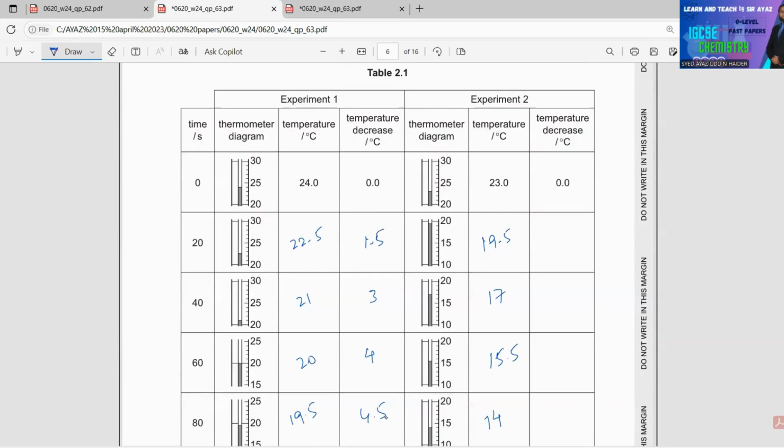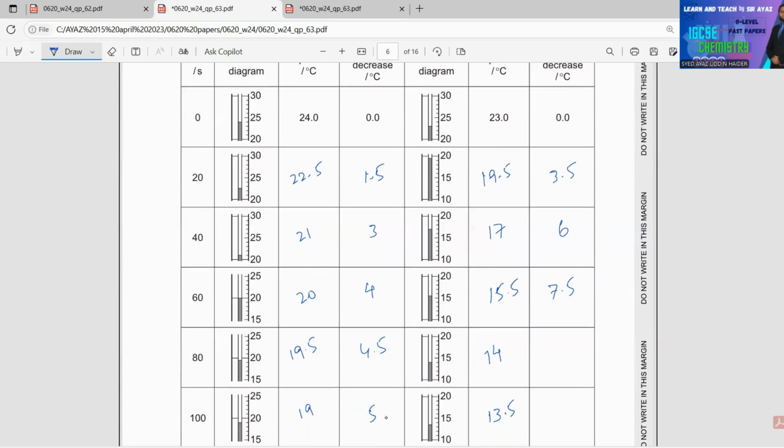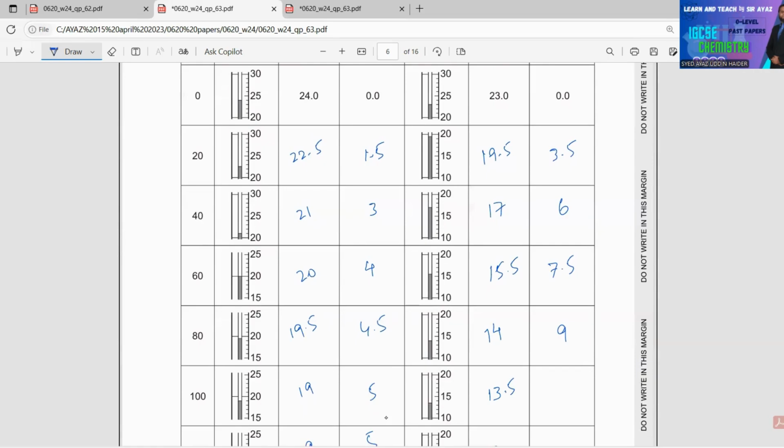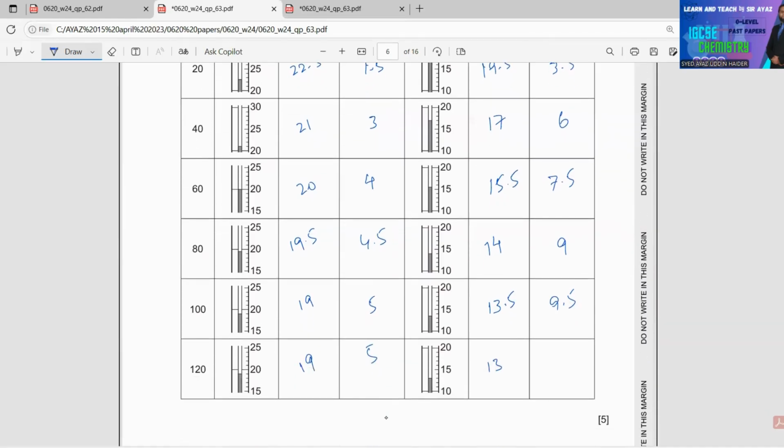For the temperature degrees, what I will do is subtract 19.5 from 23, I will get 3.5. 23 minus 17, 6. 23 minus 15.5, I will get 7.5. 23 minus 14, we get 9. 23 minus 13.5, 9.5. Last one, 23 minus 13 will give 10.